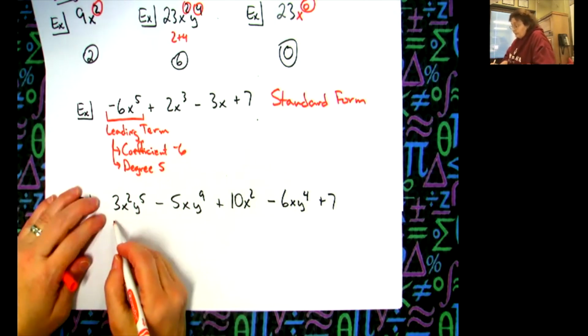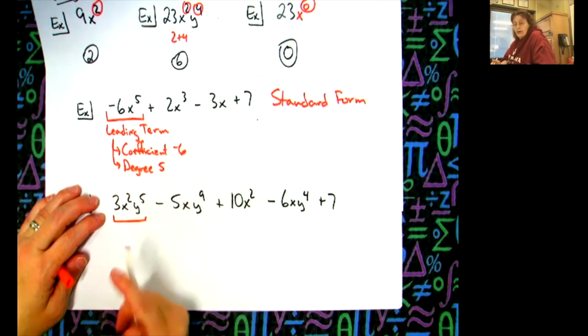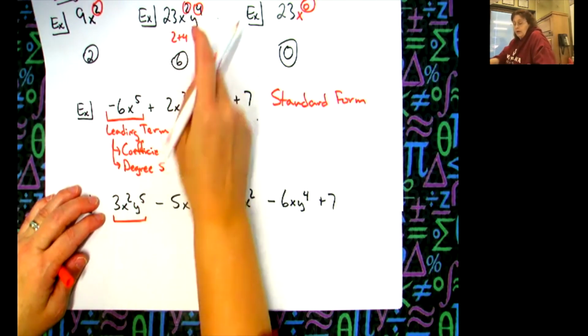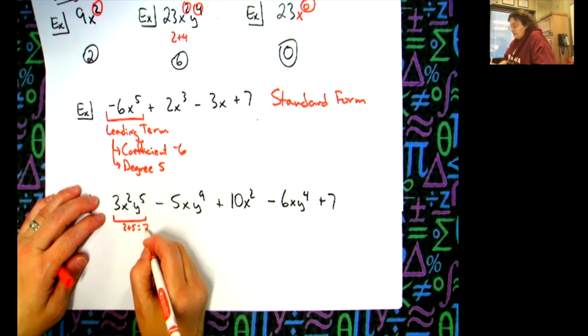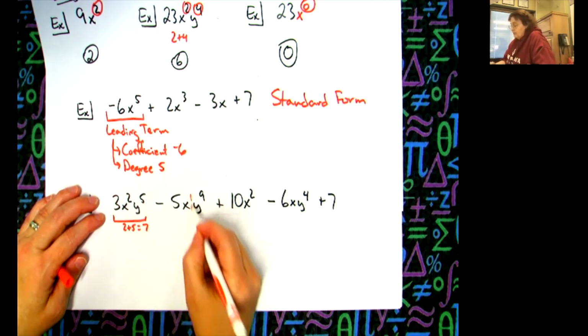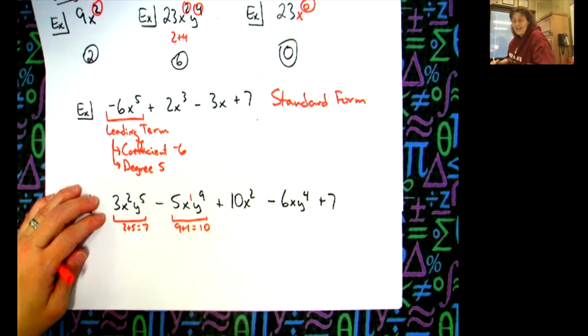Okay, so for this one right here, I'm going to do the term just like I did up there earlier. Up here, I added the exponents. So 2 plus 5 is going to give me a degree of 7 on this one. There's an imaginary 1 right there, so I'm going to add the exponents there. 9 plus 1 is going to give me a degree of 10.